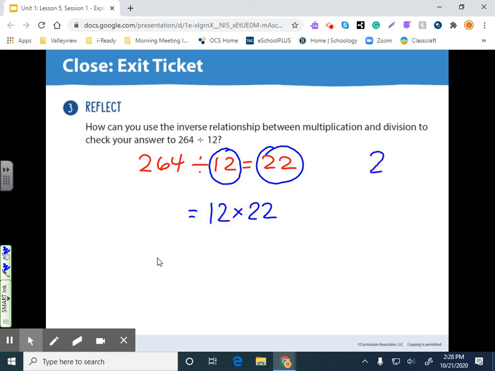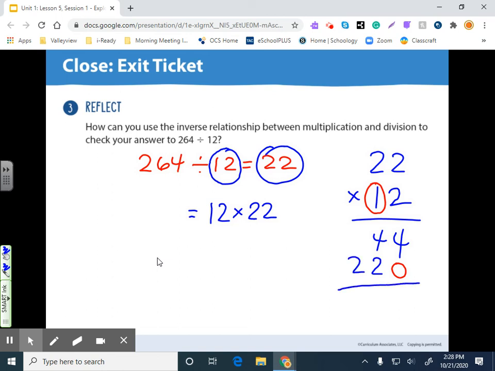And I'm going to do the work over here on the side. All right, 2 times 2 is 4. 2 times 2 is 4 again. Now remember, this number is in the tens, so you're going to have to put a 0 there to represent that. 1 times 2 is 2. 1 times 2 is 2. Don't forget to add 4, 6, and 2. It checks out. 264 is the answer for that one.